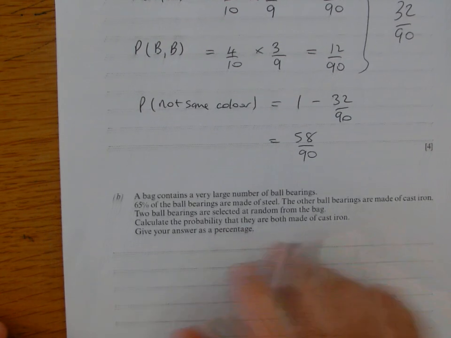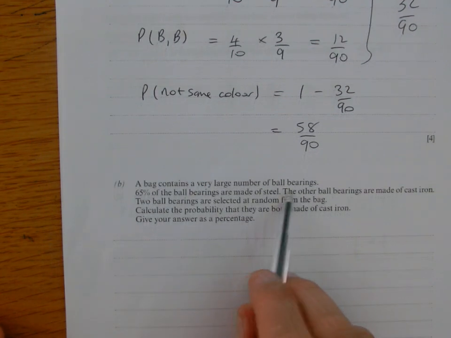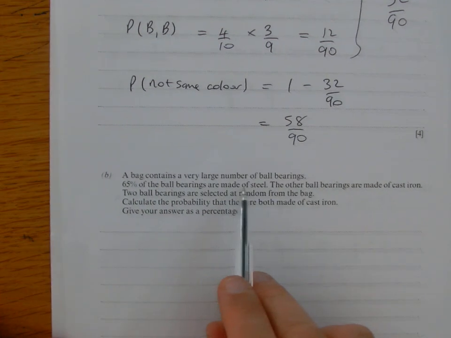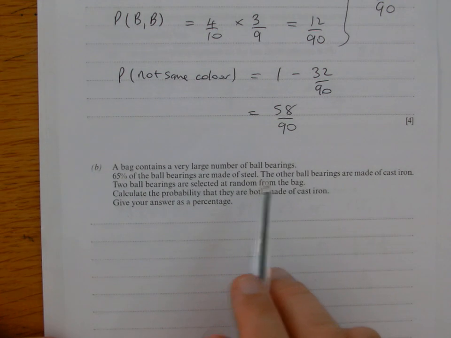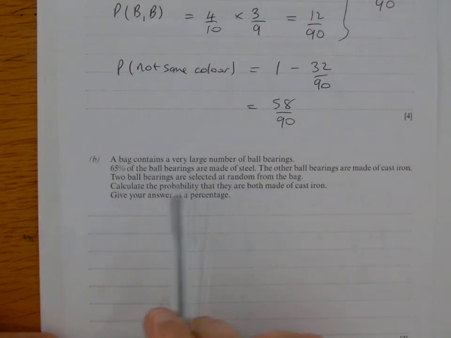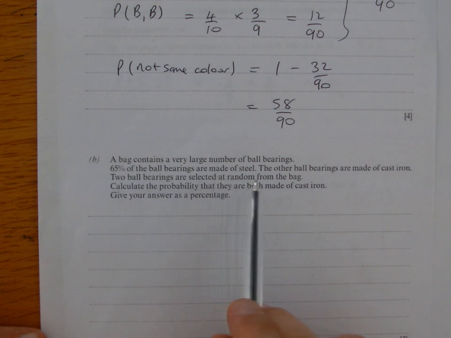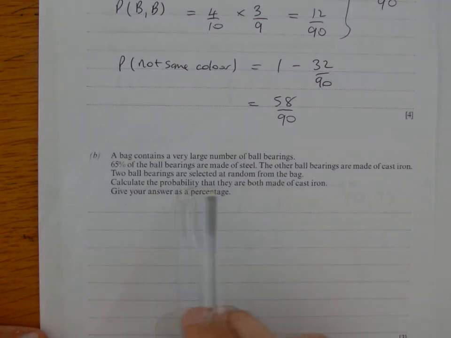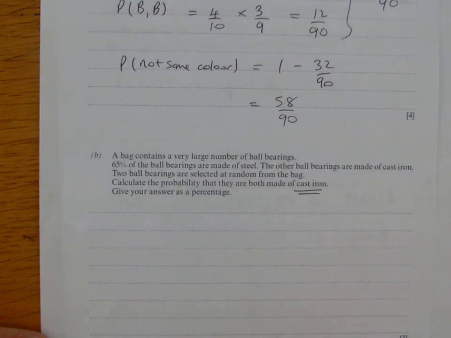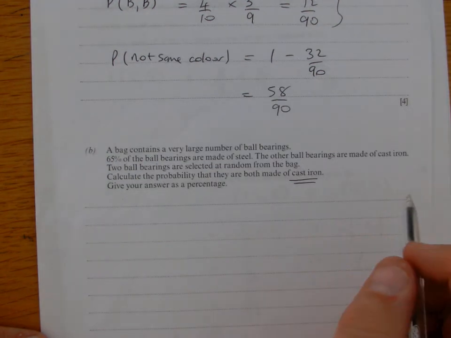Right, part B then. A bag contains a very large number of ball bearings. 65% of the ball bearings are made of steel. The other ball bearings are made of cast iron. So 2 ball bearings are selected at random from the bag. Calculate the probability that they're both made of cast iron. Give your answer as a percentage.